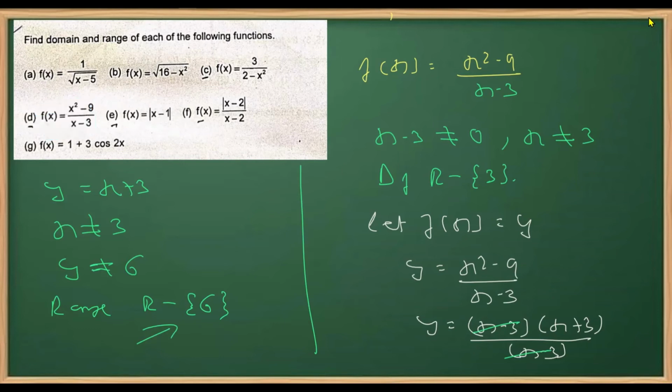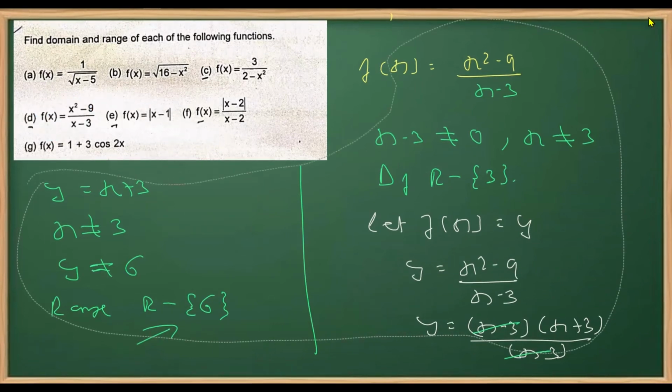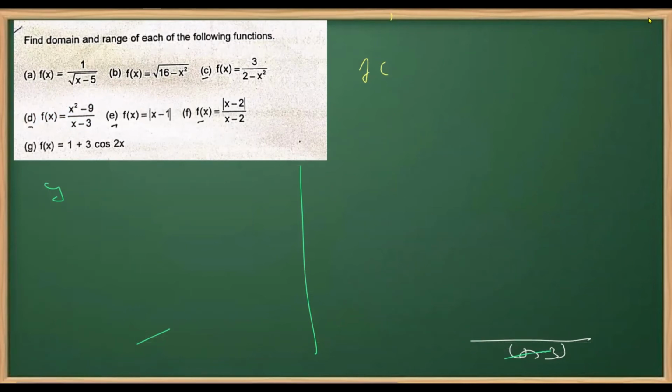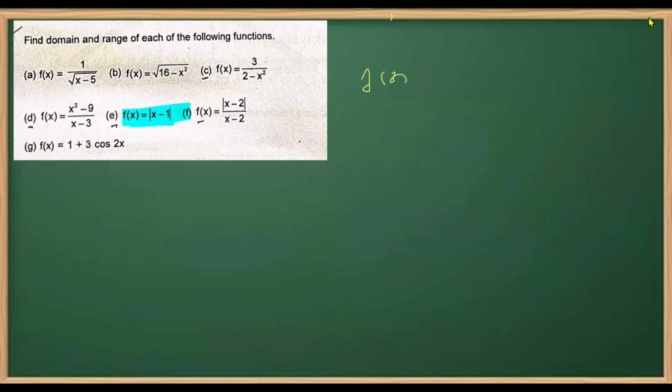Now we can do the next part, that is the E part, right? So in the E part, what do we have? Check again. This is f(x) = |x − 1|. Now, as you can see here, x is inside a modulus function, so all values of x are valid. There is no value of x which can make the function undefined. So here x belongs to R.